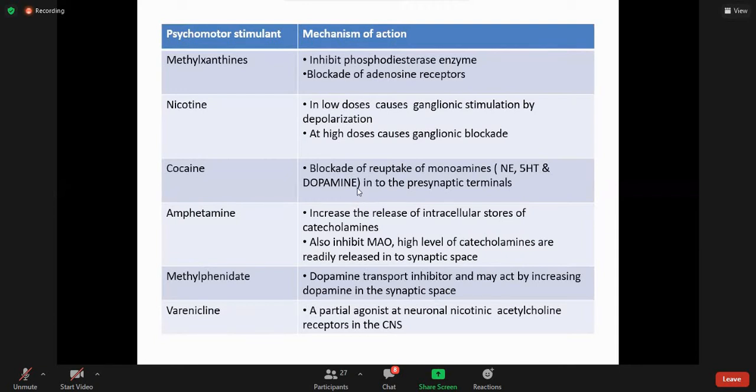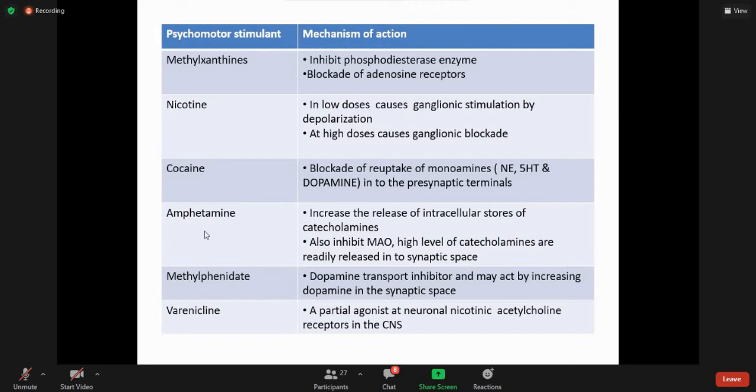So how can we raise the level of these amines? If we block their reuptake, right? Reuptake is a recycling phenomenon, so the level of these amines would persistently rise in the synaptic cleft. So cocaine, this is how it is going to produce its activity.